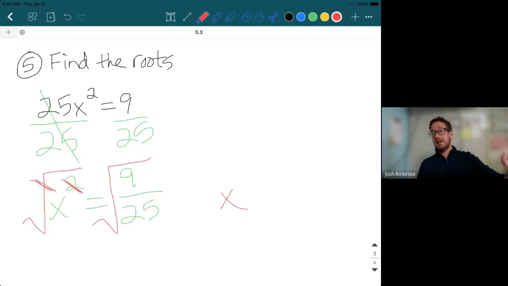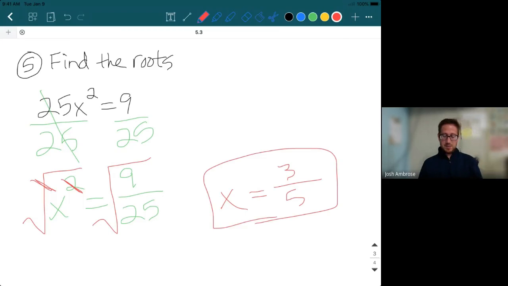And why do we like 9 and 25? Because both of them are perfect roots. Square root of 9, 3. Square root of 25, 5. Boom. That one is done right there. But one little extra piece that you might want to pay attention to is we probably need to put plus minus. Because if we square a negative, we still get a positive. If we square a positive, it stays a positive. So that plus minus should probably be put right in front of that fraction.